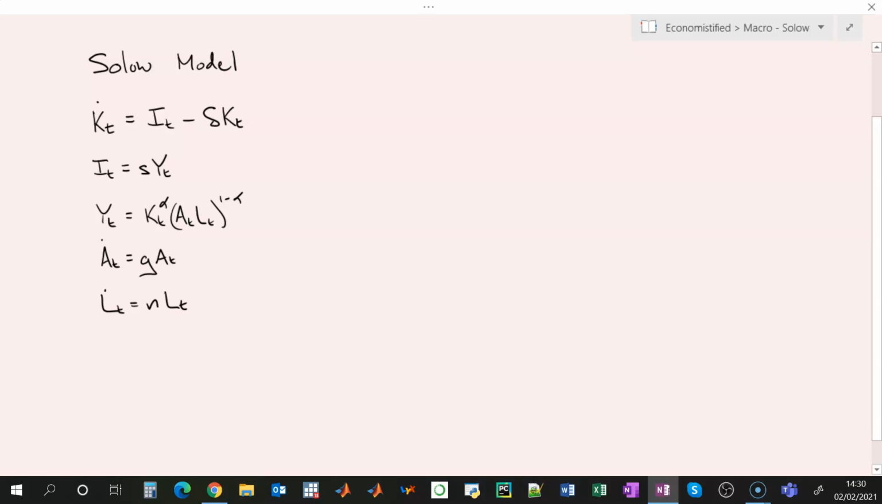So these 5 equations make up the entirety of the Solow model, but we can make it even simpler than that. We can boil it all down into one equation. So we can take these, and let's go back to the capital accumulation equation. I'm going to plug in investment, and then I'm going to plug in output from the production function.